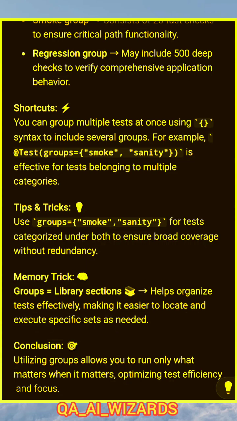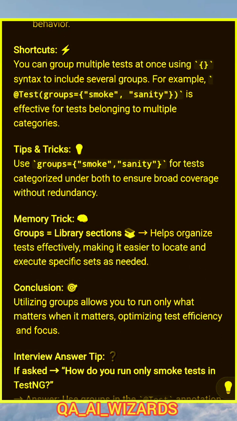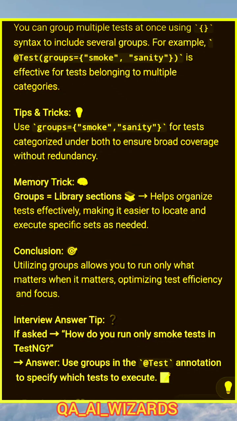So memory trick: groups equals library sections helps organize the tests effectively, making it easier to locate and execute the specific sets as needed. So conclusion: utilizing groups allows you to run only what matters when it matters, optimizing test efficiency and focus. So interview tip: if asked how do you run only the smoke test in TestNG, you can answer like, use groups in the @Test annotation to specify which tests to execute.